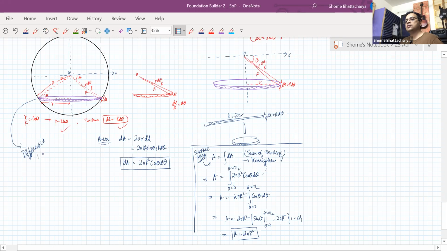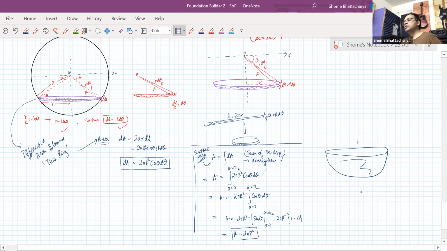Yes, sir, how did the upper limit become pi by 2? I'll explain. This is a differential area element, which is a thin ring, which has an area of this much. How did it become that? Okay, let's see. I'm just doing this integration for the hemisphere. So the hemisphere is like this.